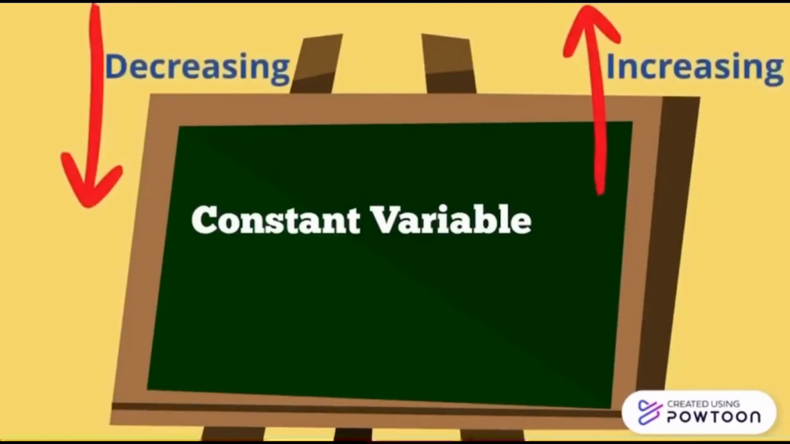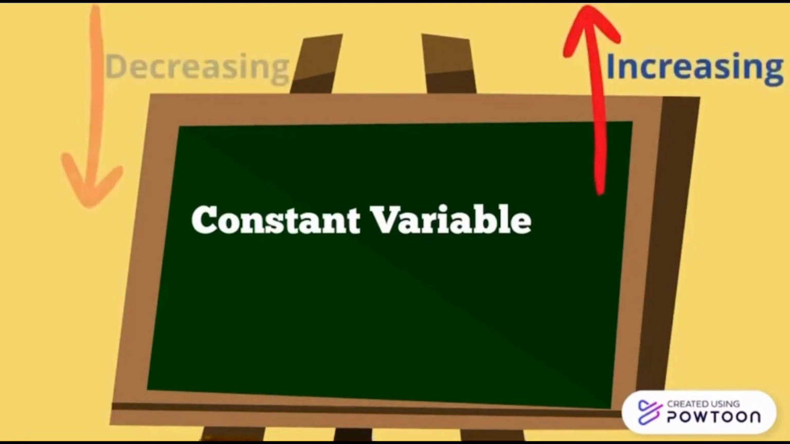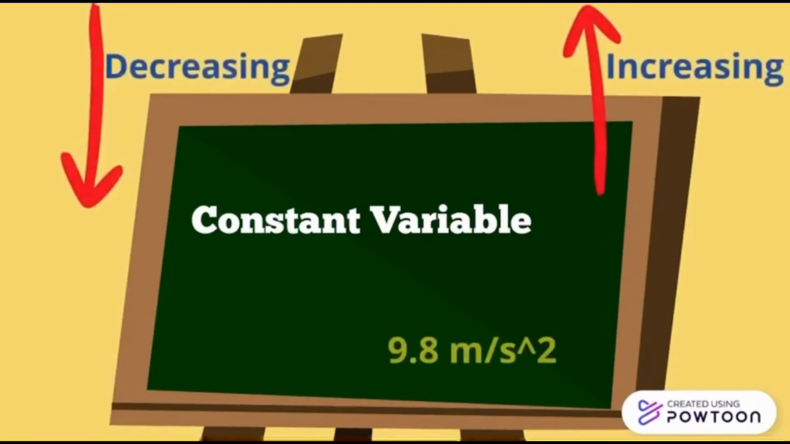Vertical motion, on the other hand, has a different constant, which is the rate at which its velocity decreases and increases, 9.8 meters per second squared.